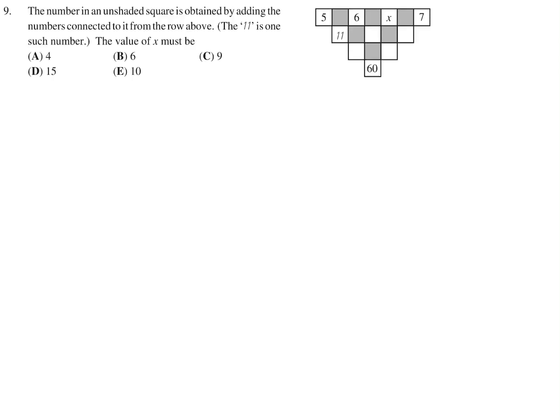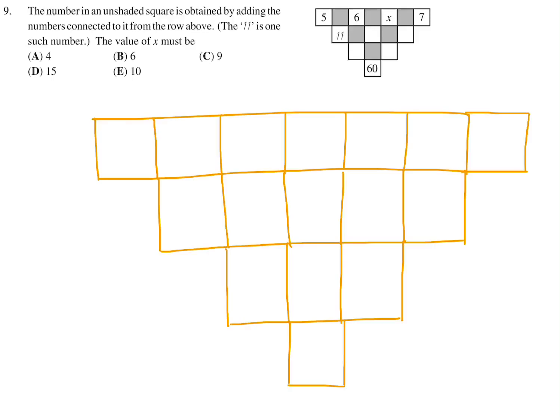So first, let's draw out the square. All right, so I drew it a little bit bigger. It'll help us out. This is 5, this is 6, this is x. We've got 7, 11. So how did they get 11 again? They added those numbers 5 and 6. So similarly, in this box, you would have to add the two numbers that are above it.